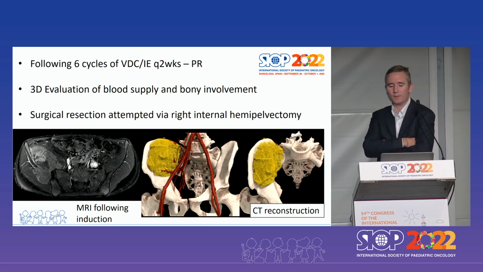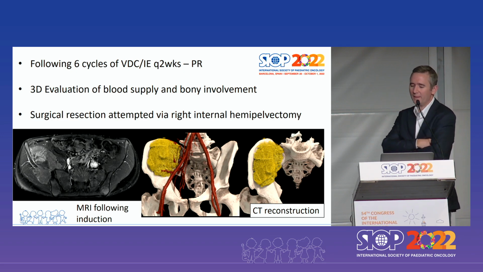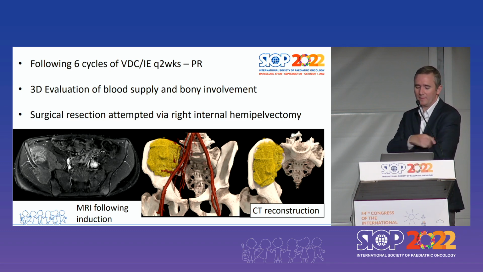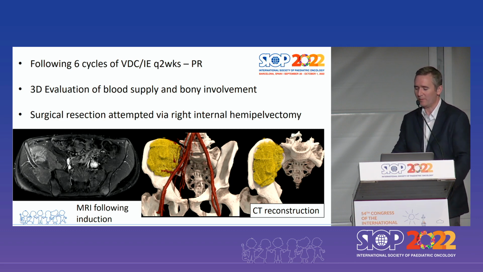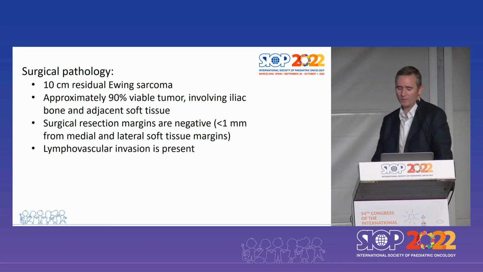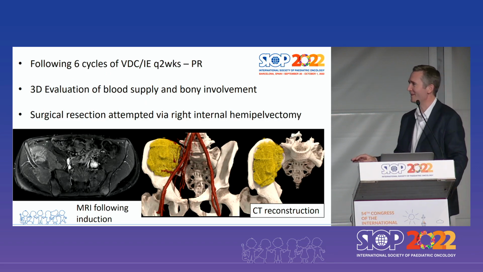Again, dose compressed via CIE with a partial response. CT is done with 3D evaluation of blood supply and bony involvement on reconstruction, and post-induction imaging is shown in the lower panel here. And based on that, he underwent surgical resection via right internal hemipelvectomy. The surgical, well, you know what? I'll stop there and elicit comments, and then we'll go on to how it's done.